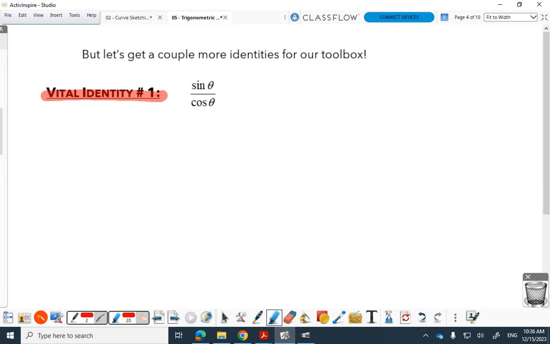Vital identity number one. Sine theta over cos theta. You're like, what could you possibly do here? Well, hold on. Sine theta over cos theta. Sine theta, I'm just teaching the grade 10s, is opposite over hypotenuse. Okay so far? Haven't blown your mind so far. You're like, oh yeah, I remember that. Sine is opposite over hypotenuse. And cosine is adjacent over hypotenuse.